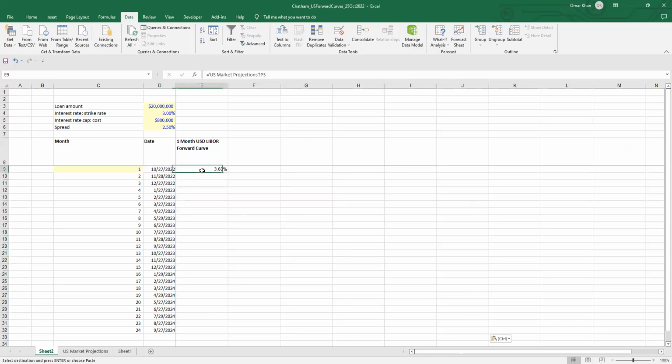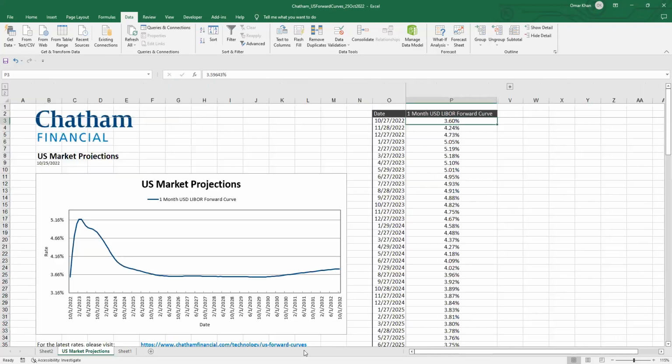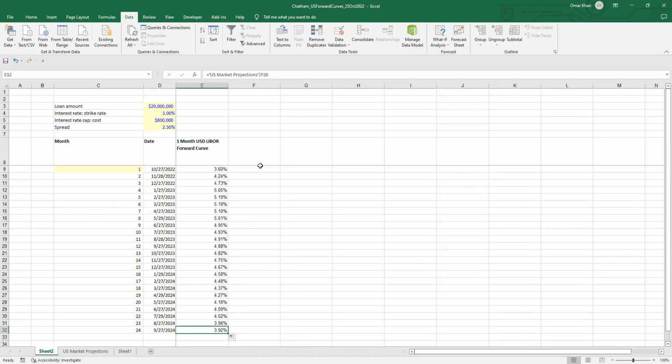So now we're going to start running our numbers. It starts at say 3.6, 9/27/2024. We're just going to copy paste the formula down. Here you go, right? Just check this. 9/27/2024 is 3.92. So we're doing the math, and so far we're doing this correctly, right?